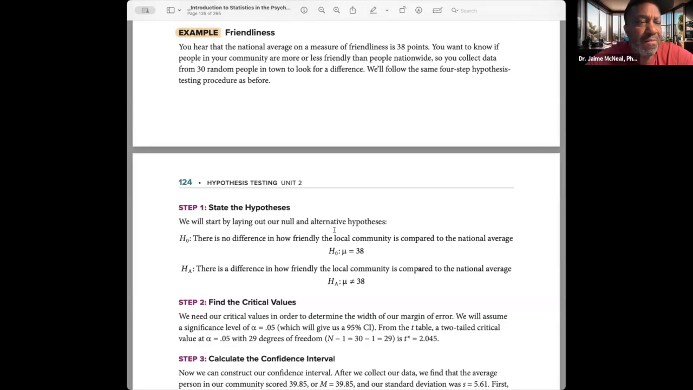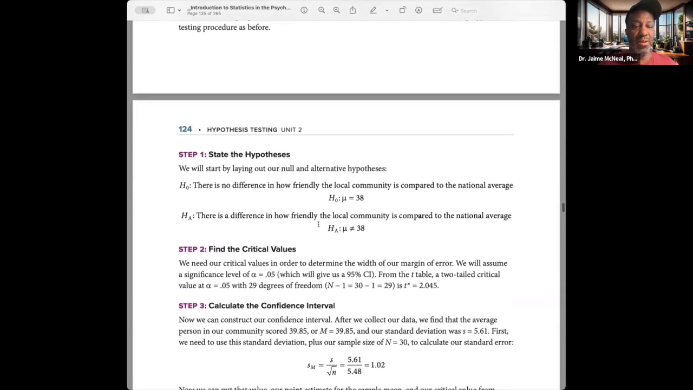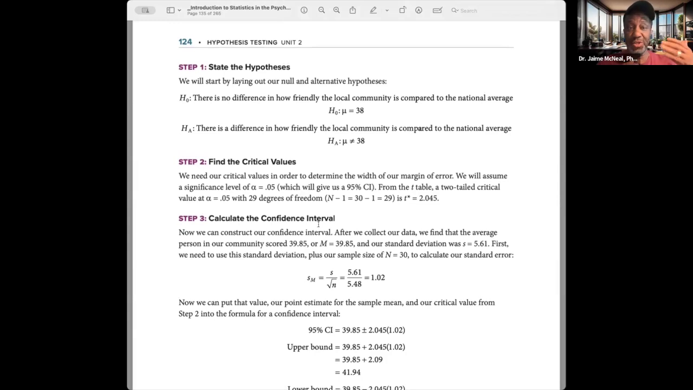You want to know if people in your community are more or less friendly than people nationwide. So you collect data from 30 random people in town to look for a difference. We'll follow the same four-step hypothesis testing procedure as before. All right, so we first start by stating the hypothesis that there's nothing happening. The null hypothesis is there is no difference in how friendly the local community is compared to the national average. And so the null hypothesis is mu equals 38.